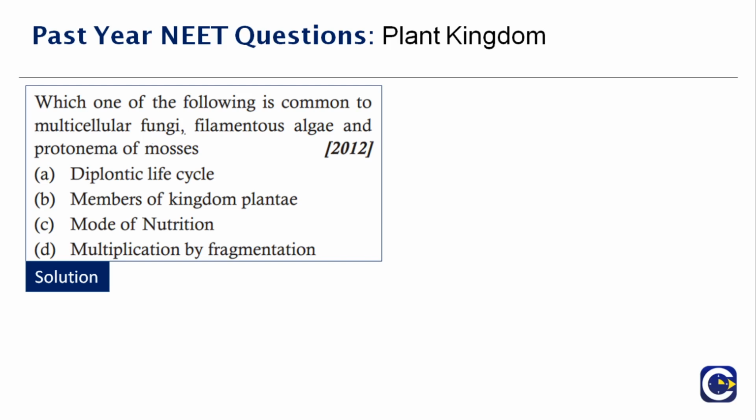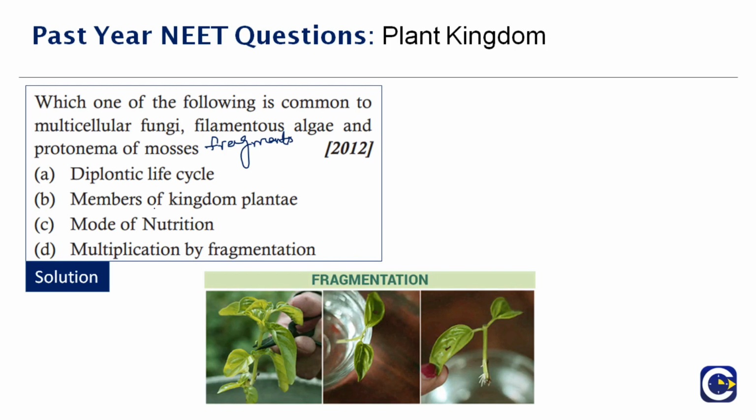Okay, these all are multicellular organisms and they show asexual reproduction in which organisms split into fragments. When they have split into fragments, they will all grow into new individuals resembling their own parents. So if you clearly see an image here, when they are cut into fragments and when they are planted, they all grow into a new individual resembling their parent. Therefore the correct answer to this question is multiplication by fragmentation, option D.